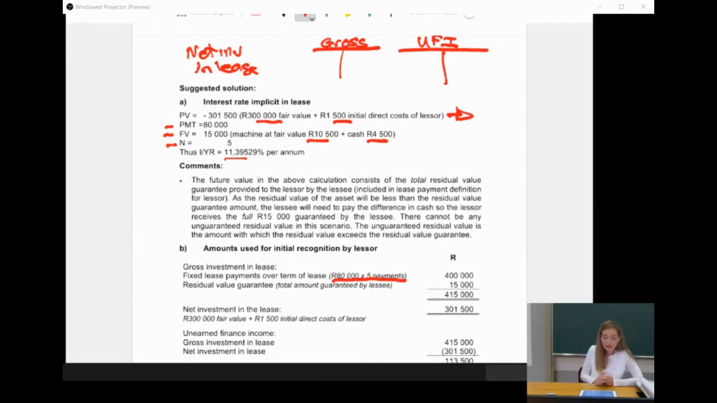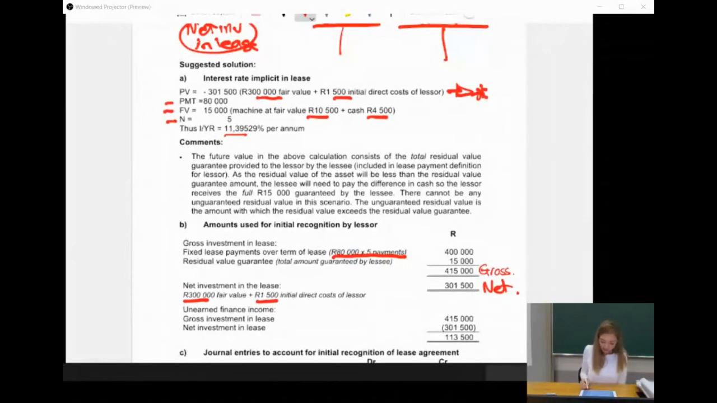So the gross investment in the lease, how we calculate that total, is we just add up all our lease payments for the entire lease period. And then we also have to add our residual value guarantee, which is included in the definition of a lease payment. So this will be our gross investment in the lease, the total gross amounts that I'm going to get in future. But my net investment in the lease is whatever I'm giving up on day one. That's the asset plus the initial direct costs. So I'm giving up 301,500, so that's our net investment in the lease. And the difference between the two is our unearned finance income.